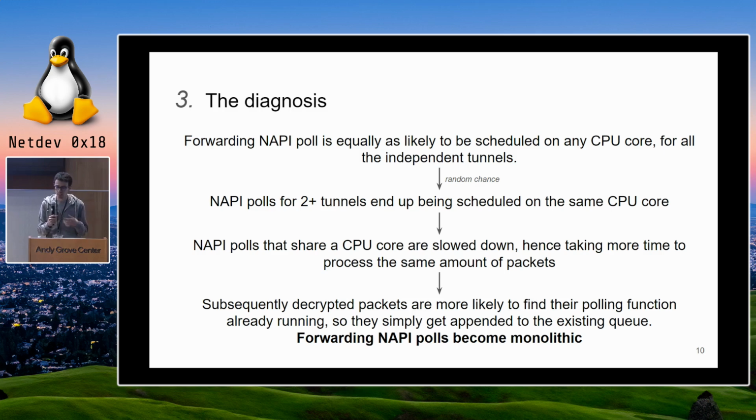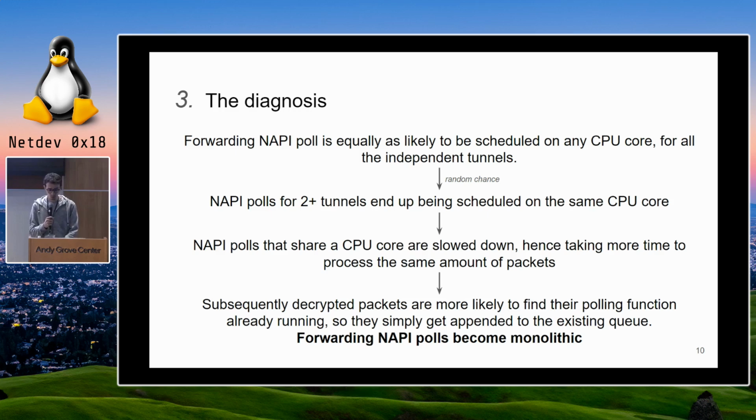So the process of scheduling a new software queue to poll these devices becomes decreasingly frequent, and eventually all of these devices, all of these polls tend to clump together on the same core and become monolithic, basically never being migrated again as long as there's traffic.